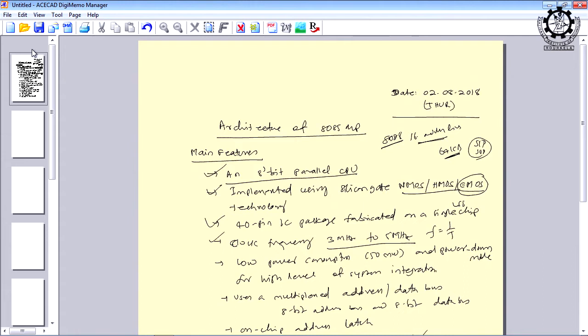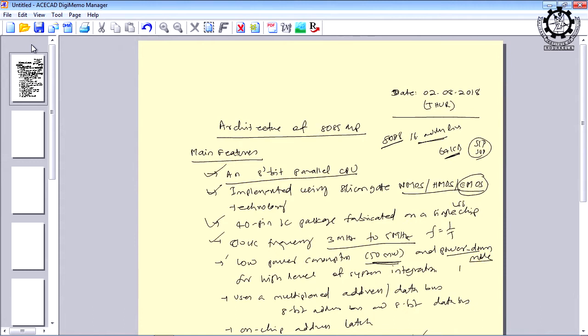Anyway, then low power consumption, that is, it consumes 50 milliwatt power, and it has a power down mode, just like the sleep state in mobile phones. If you keep the mobile phone in sleep mode, it will consume less power, and of course, if you switch off the complete mobile, it will be 0, right. So, this power down mode allows saving power.